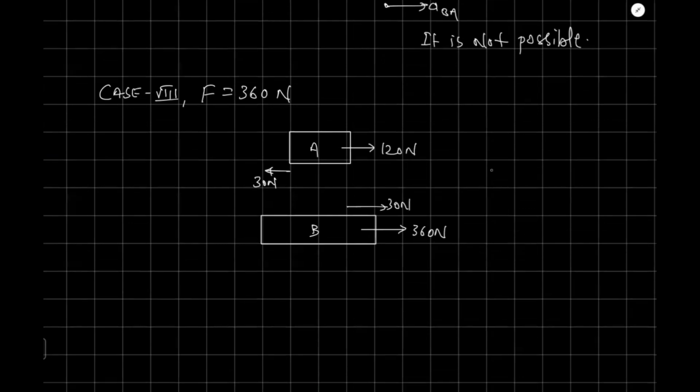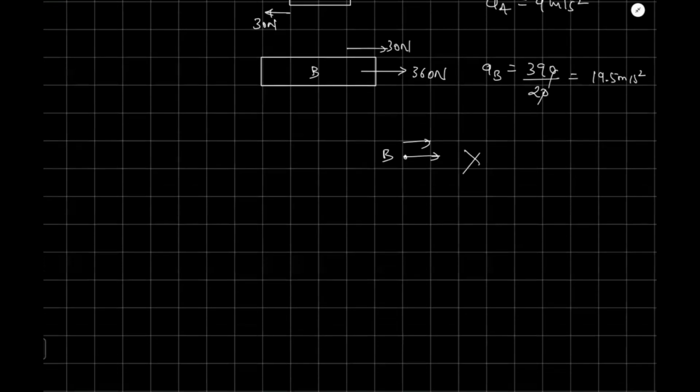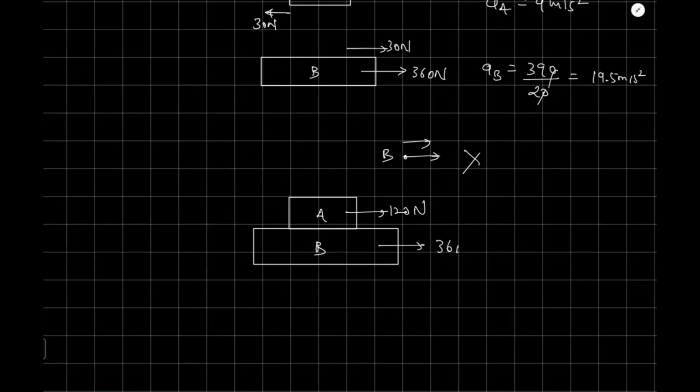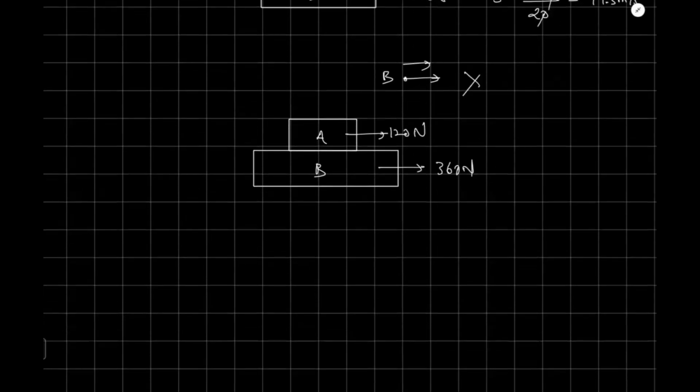So you'll get acceleration of A equals 9 meter per second square, and acceleration of B equals 390 by 20. So you will get how much? 19.5 meter per second square. So again, relative motion is happening in this direction, and friction force is also acting in this direction on block B, which is not possible. So again, we'll take the case when they are moving together. So let's take A and B. Here the force is 120 Newton. Here the force is 360 Newton. So when we take that they are going to move together.